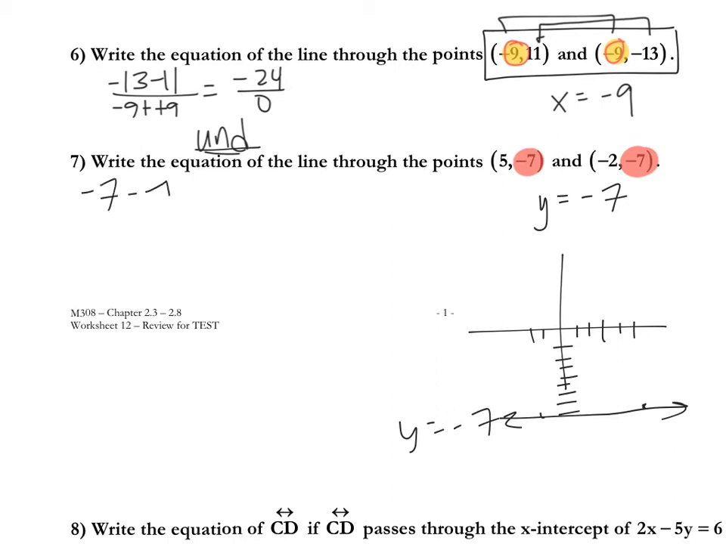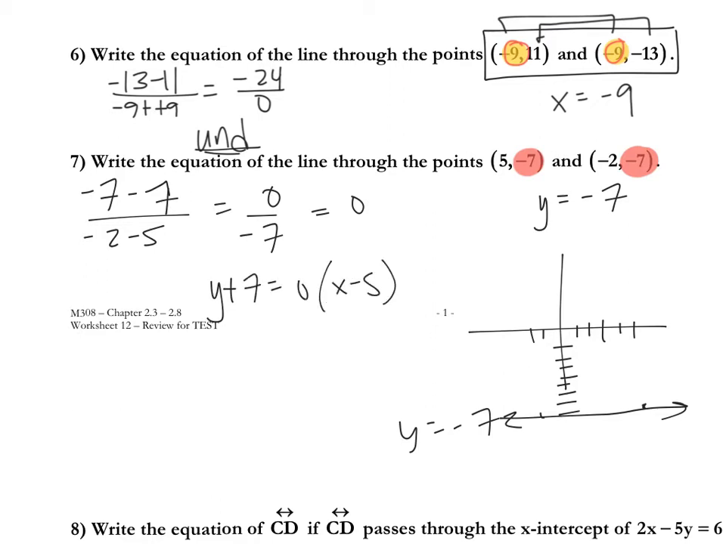Another way to think about that again is to do the slope. -7 minus -7 over -2 minus 5, 0 over -7. That means the slope is 0. And even then, if you do the point slope formula, y plus 7 equals 0 times (x minus 5). 0 times anything is just 0. So then you get y plus 7 equals 0, move over the 7, and we're done.